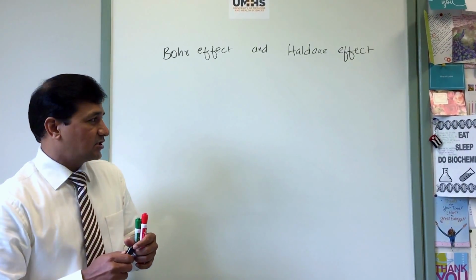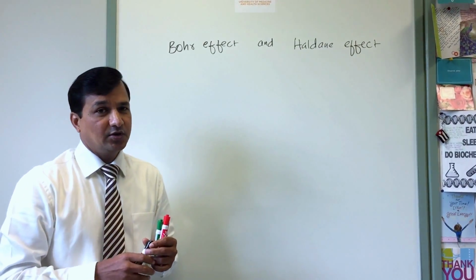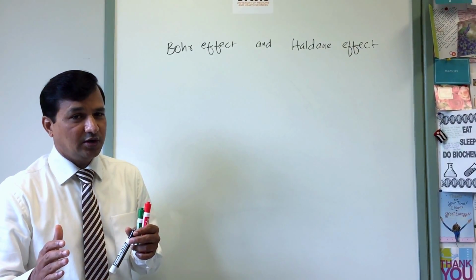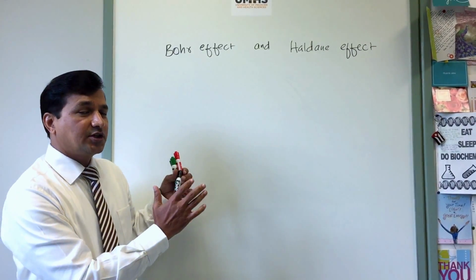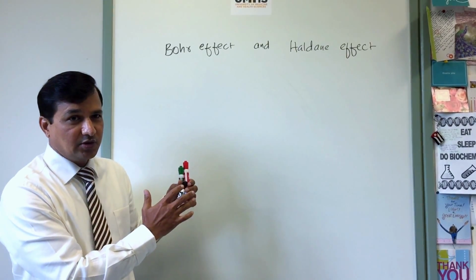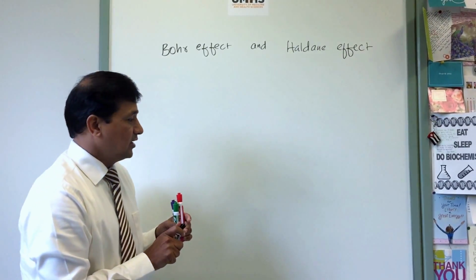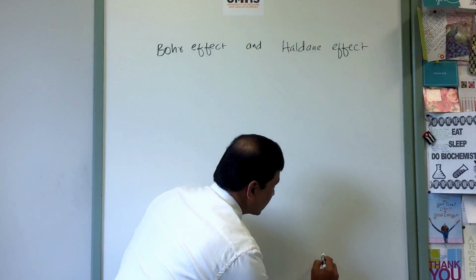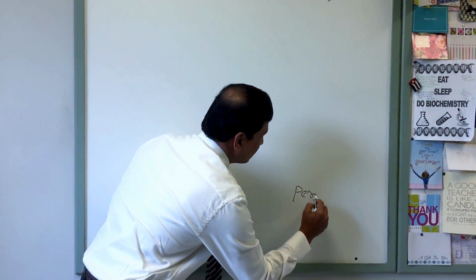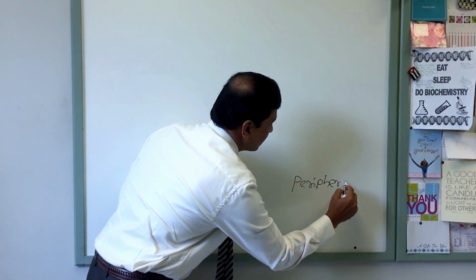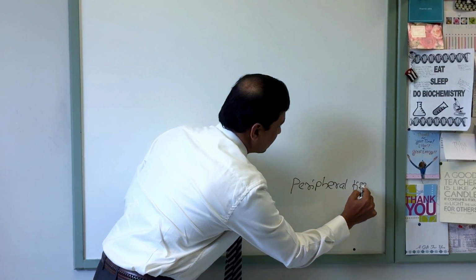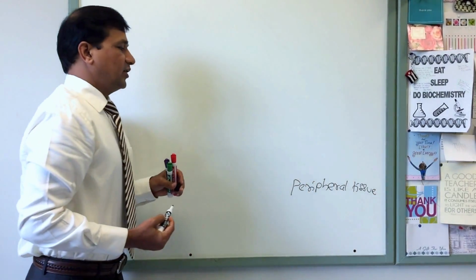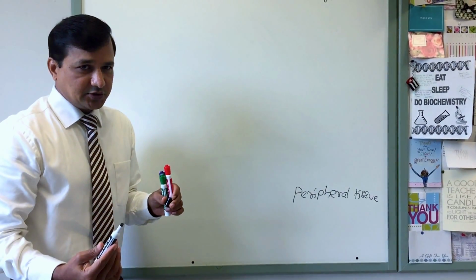Okay. So let me start by explaining what the Bohr effect is, which goes on in the peripheral tissue, and then I'll take you to the Haldane effect, which goes on in the lungs. Okay, so peripheral tissue. Peripheral tissues are metabolically active.